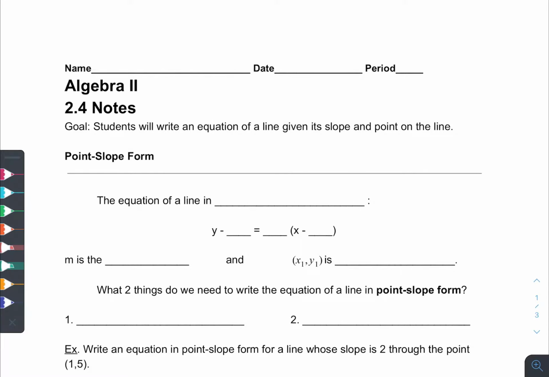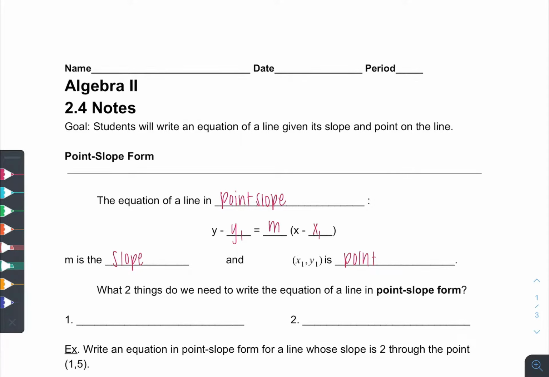Today we're going to be talking about writing an equation given its slope and a point on a line. So first, the equation of a line in point slope form is y minus y1 equals m times x minus x1. So y1, x1, and m are all unknowns, where m is the slope and x1, y1 is a point.